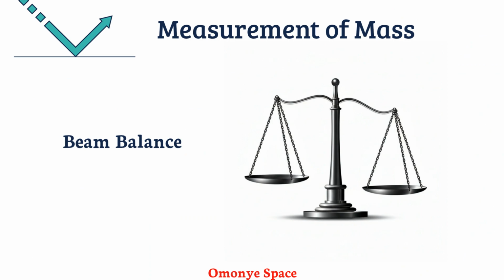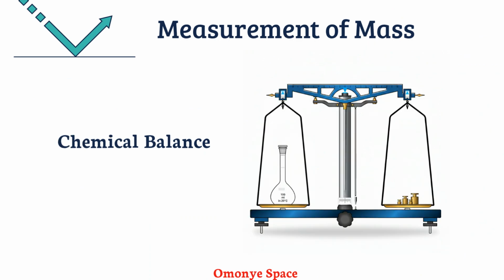This is what a beam balance looks like. On this page, we have a clear figure of what the beam balance looks like. This is also what the chemical balance looks like. This is a clear representation of a diagram showing the chemical balance.